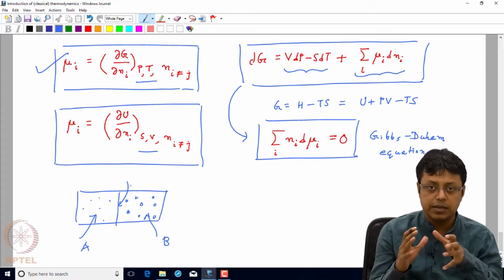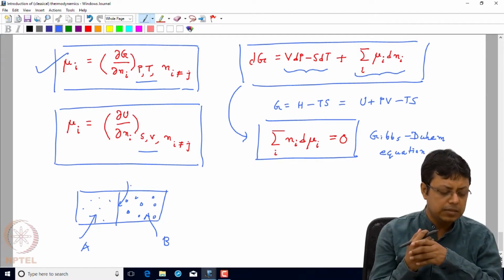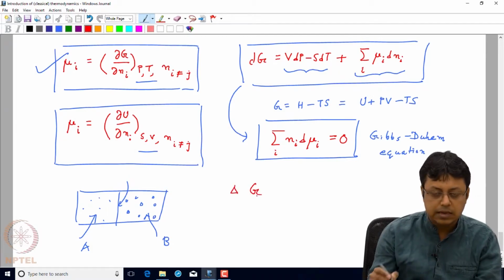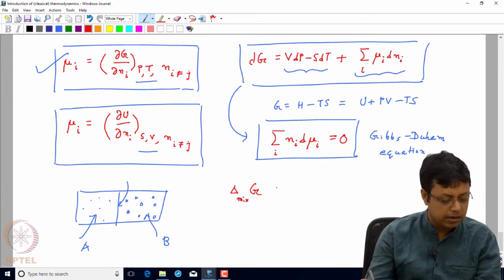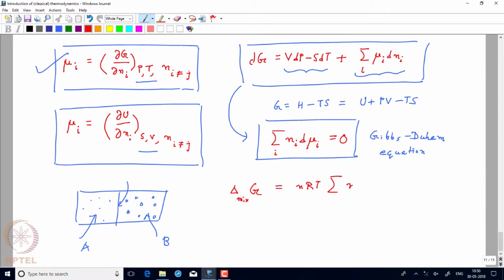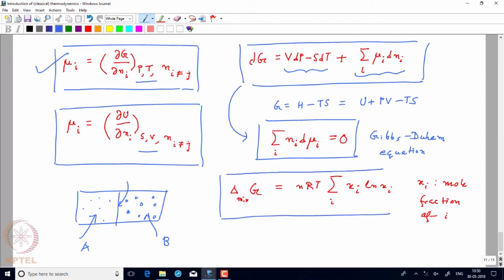The Gibbs free energy will of course decrease due to mixing, and we can formulate this very easily. The total change in Gibbs free energy due to mixing, for which we use the suffix mix, is delta mix G equals nRT times the sum over i of x_i ln x_i, where x_i is the mole fraction of constituent i. This is the general expression if we have many components.